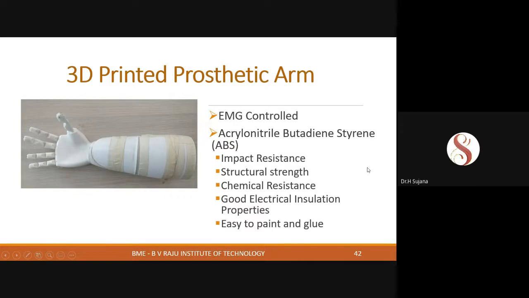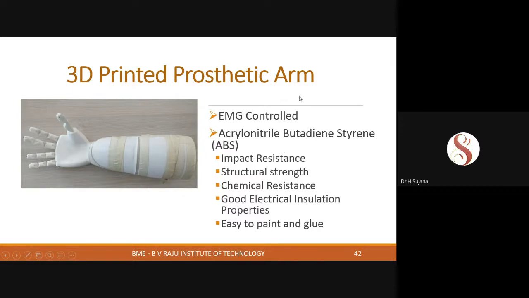The reason he chose ABS material is it has good resistance, good strength, chemical resistance and good electrical insulation, because we are putting all electronic components in that. And it is easy to paint and glue, because those parts are individually printed and put together by gluing.